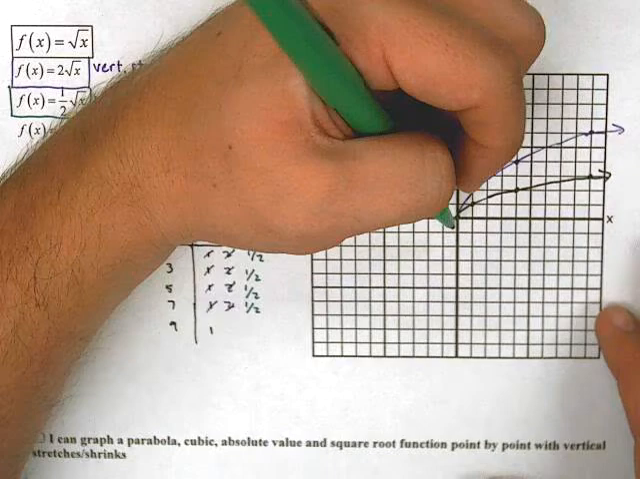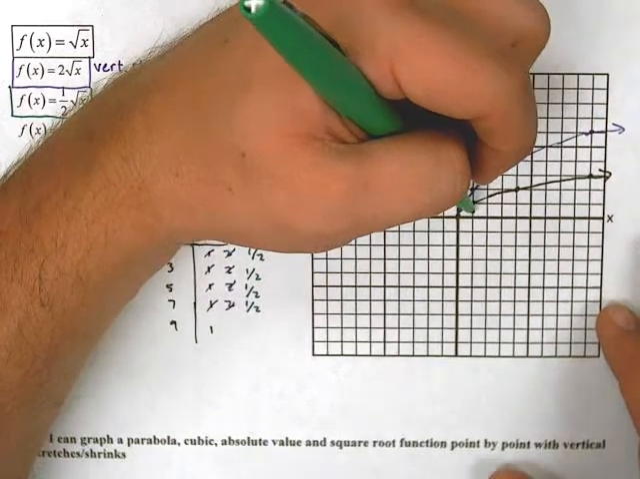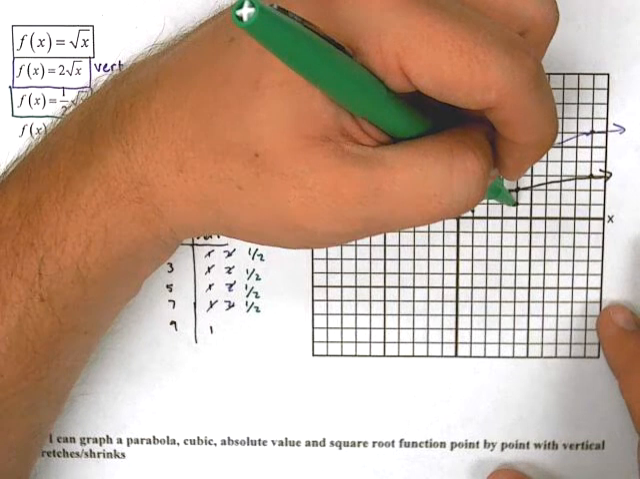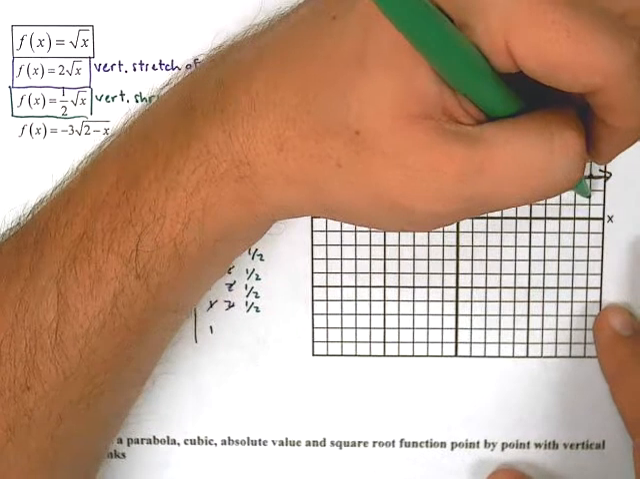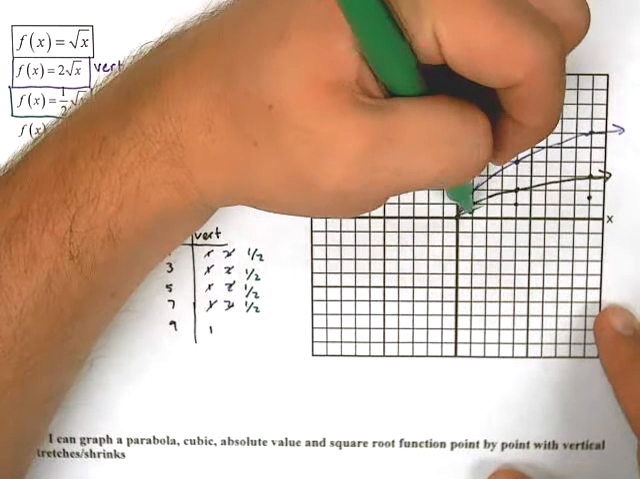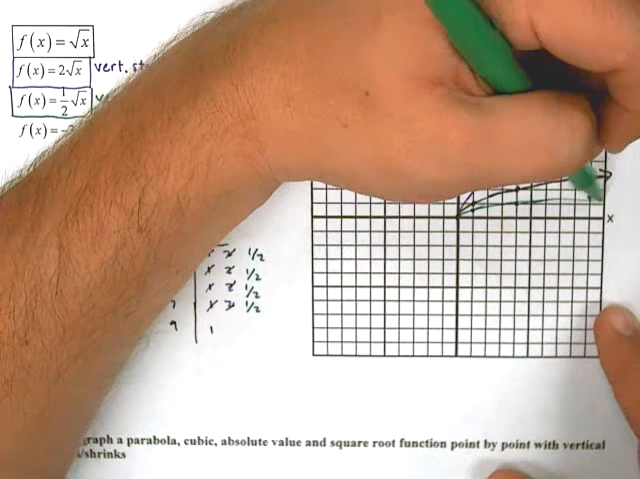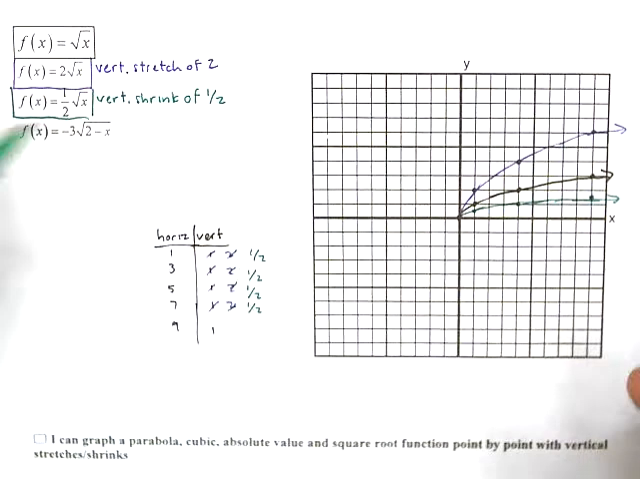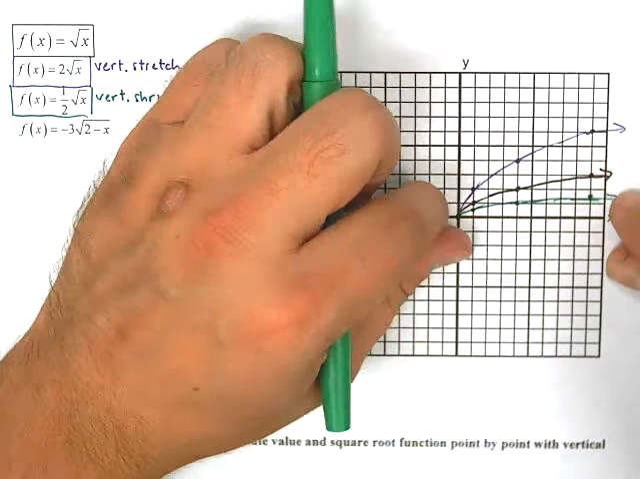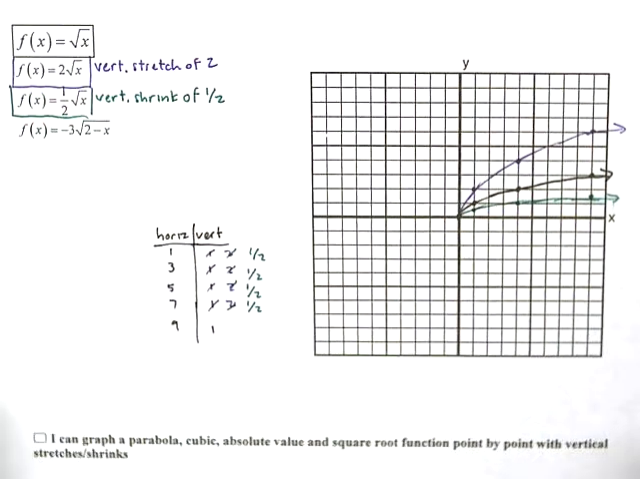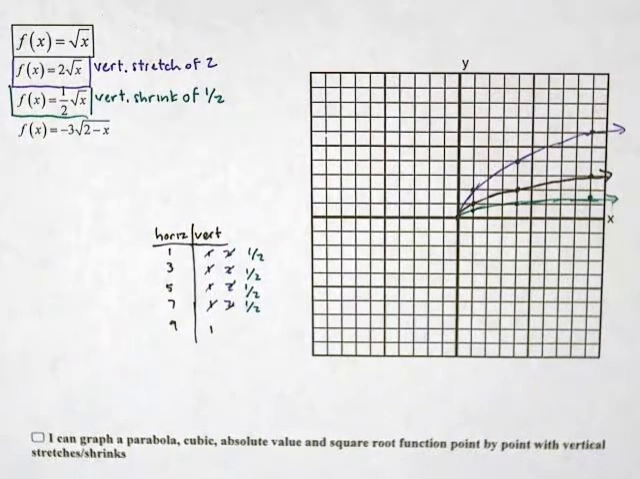So we go over 1, we go up half. We go over 3, we go up half. We go over 5, we go up half. And this, again, does exactly what we thought it would do, right? We thought it would shrink it. It did. It smushed it vertically. That's what we wanted. All right, the last one for this video.